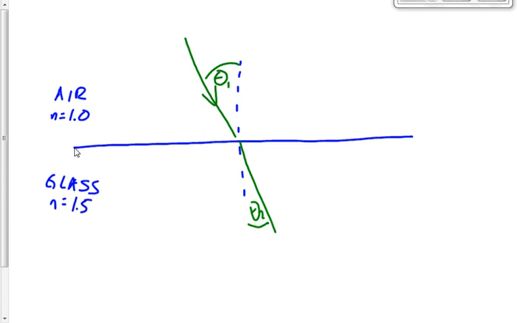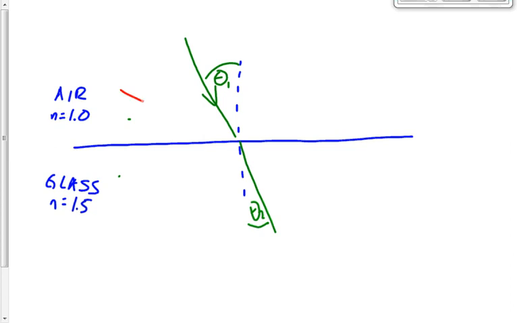Theta, lambda, and v kind of go together. As one increases, the other will increase. As one decreases, the other will decrease. Index of refraction goes the opposite way. If we're going from a high speed to a low speed, that means we're going from a low index to a high index of refraction. All right, let's draw another one here now.